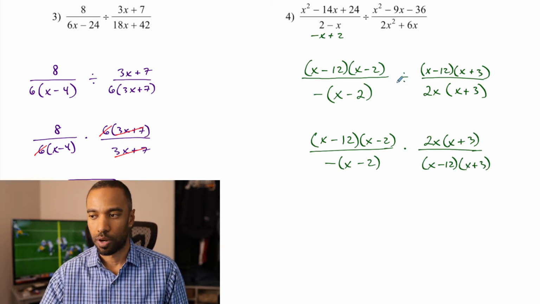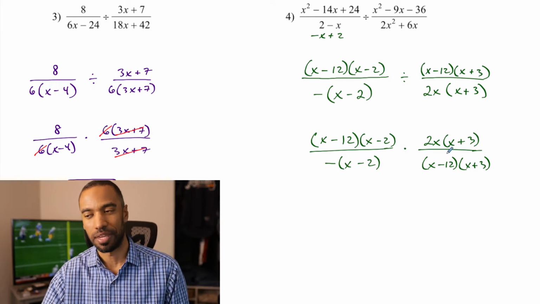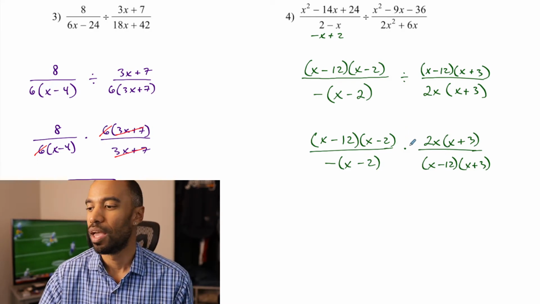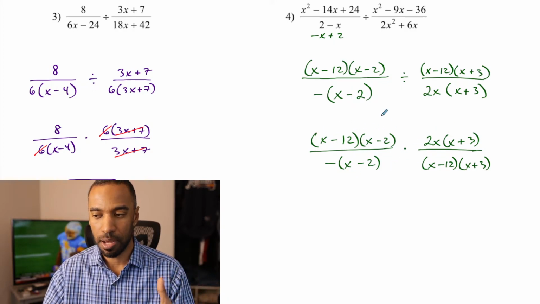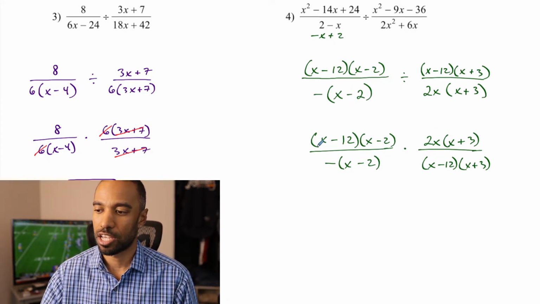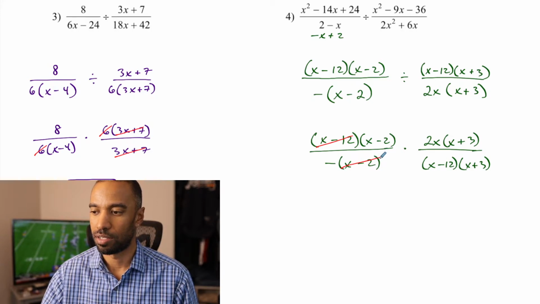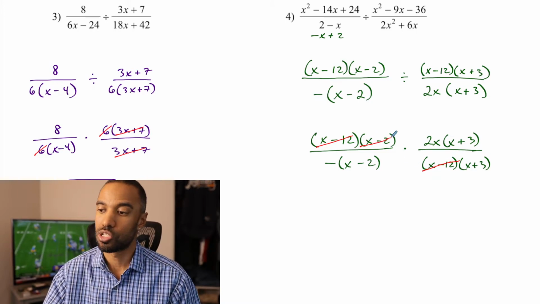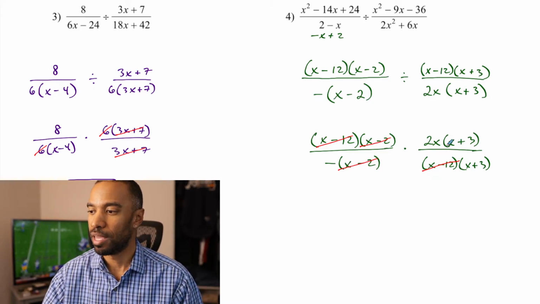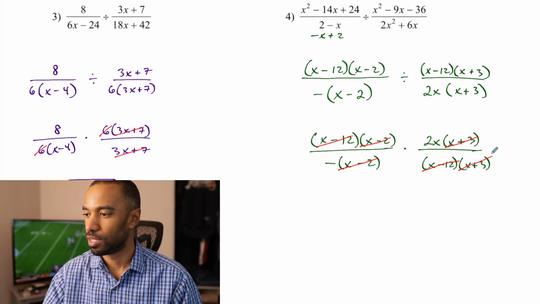Now, this went from division to product. That's why these flipped. I didn't just flip them. Now that we're dividing numerator by denominator, let's go ahead and cancel things. x minus 12 over x minus 12. Yes, x minus 12 and x minus 12 go bye-bye. x minus 2 and x minus 2 go bye-bye. And x plus 3 and x plus 3 go bye-bye.